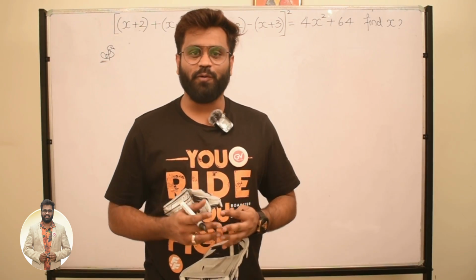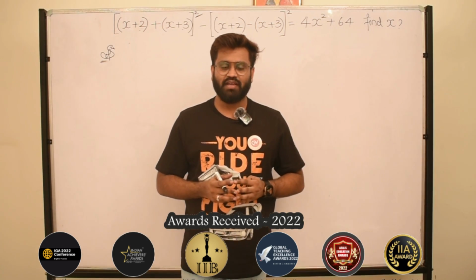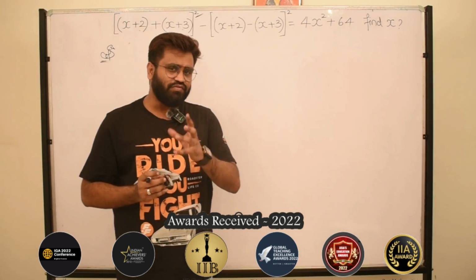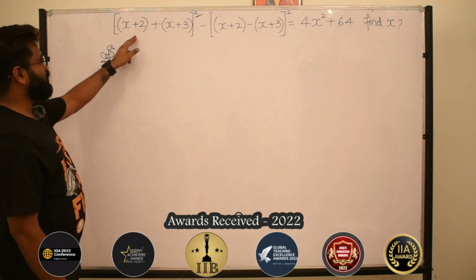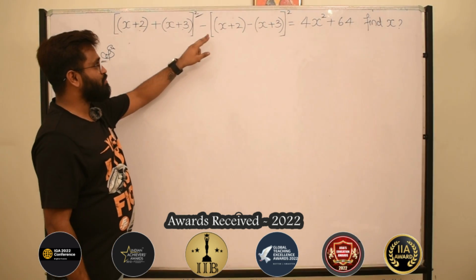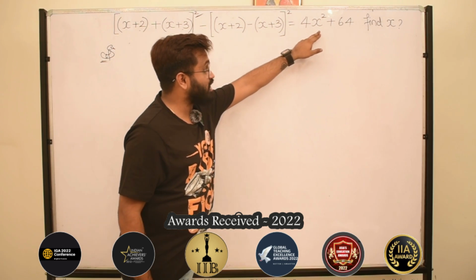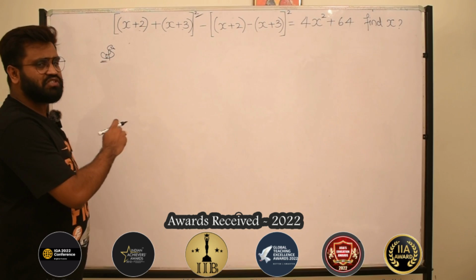In the previous video, we saw how to derive (a + b)² and (a + b)³. Now, we will solve one of the equations using that formula. (x + 2 + x + 3)² − (x + 2 − x + 3)² is equal to 4x² + 64. Find x. Solving this is very easy.